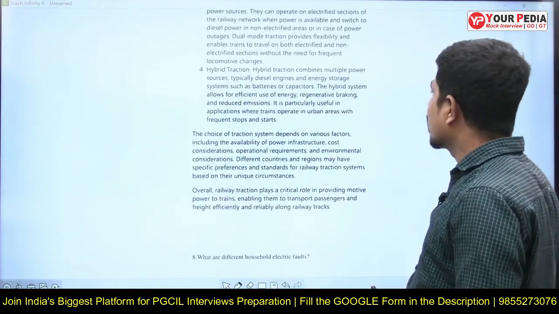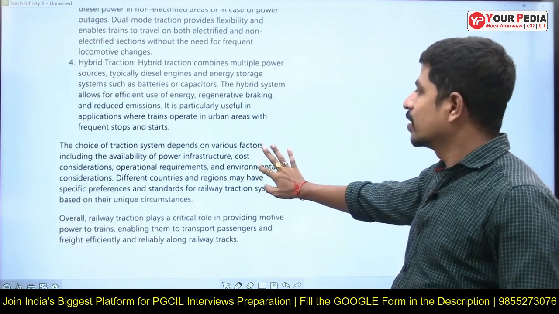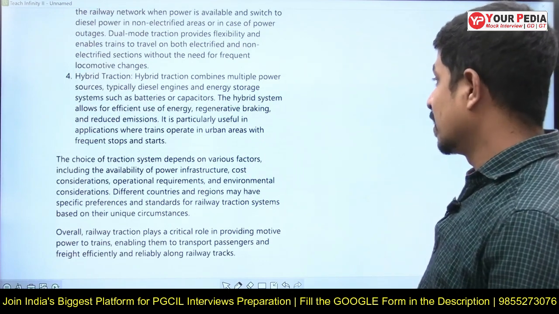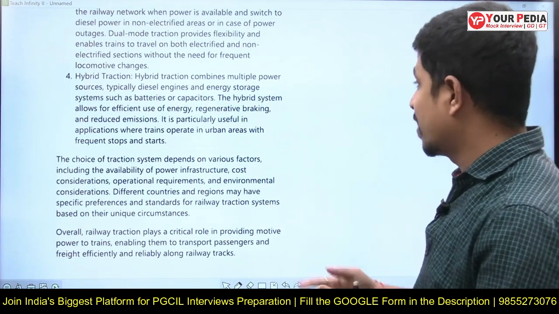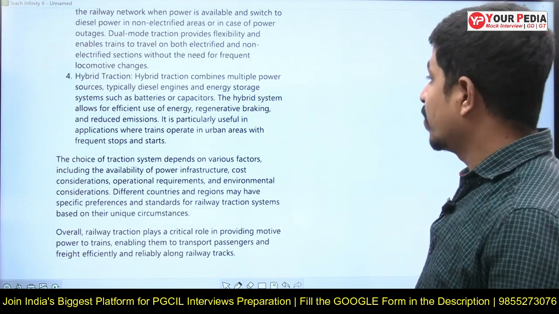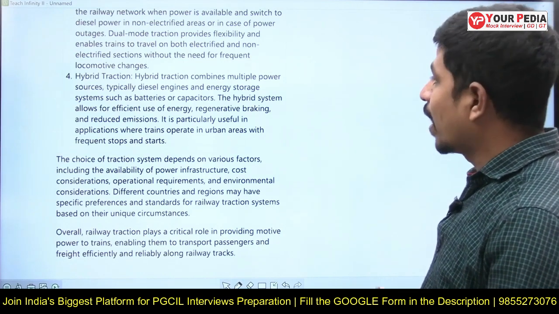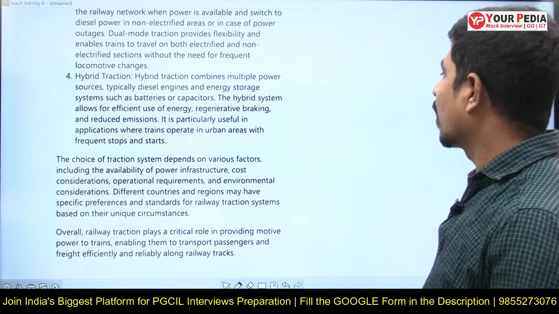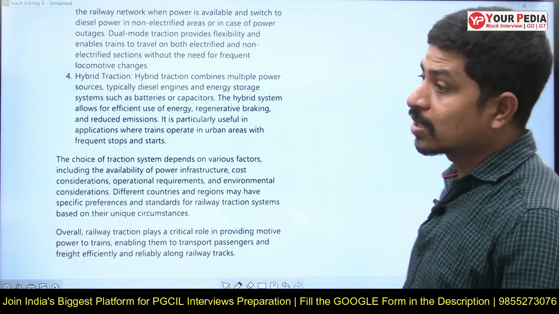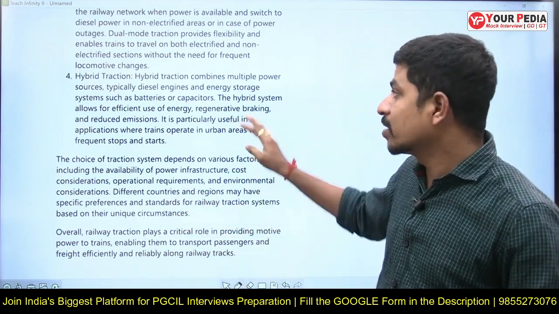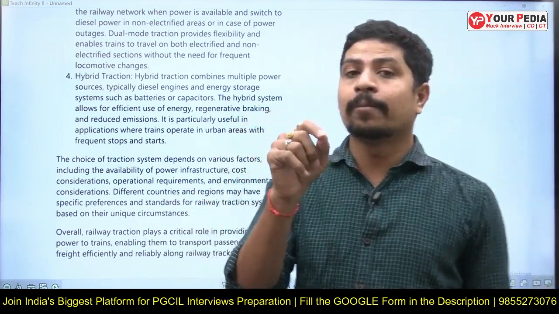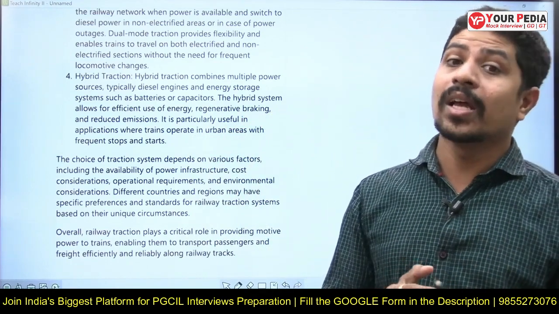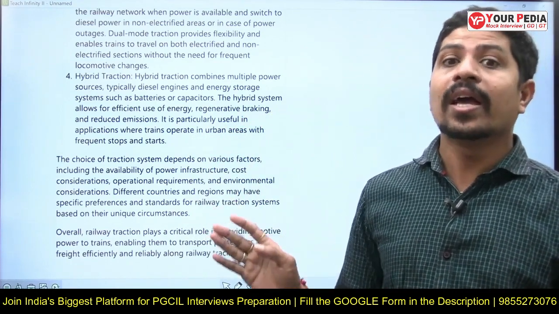These days a new thing came, that is hybrid traction. That is one of the important things. Hybrid traction combines multiple power sources, typically diesel engines and energy storage systems such as batteries and capacitors. The hybrid system allows for efficient use of energy, regenerative braking, and reduced emissions. It is particularly useful in applications where trains operate in urban areas with frequent stops and starts. Suppose if you take metro trains, they require frequent starts and stops, so this hybrid traction is very efficient.